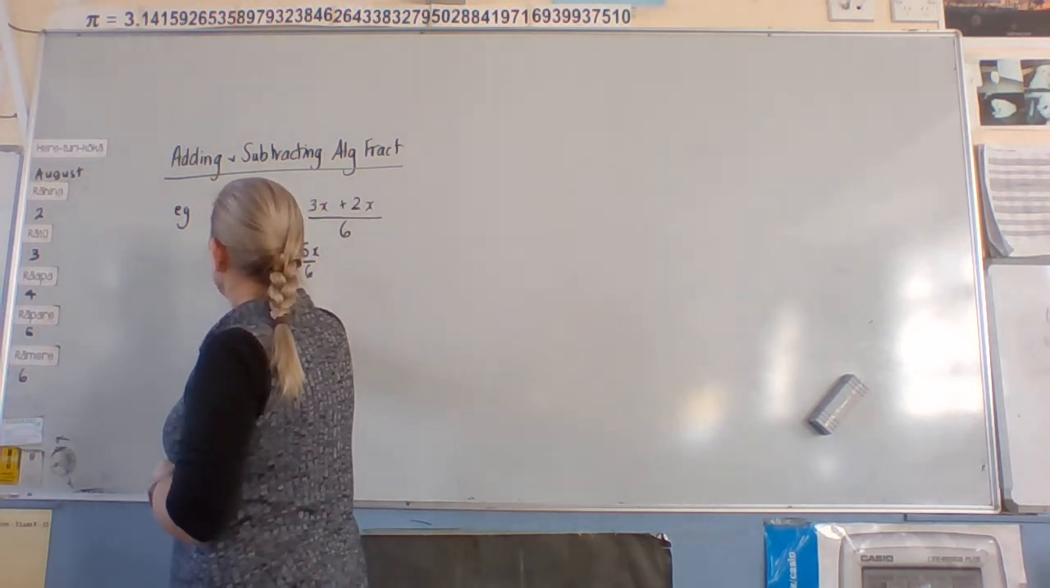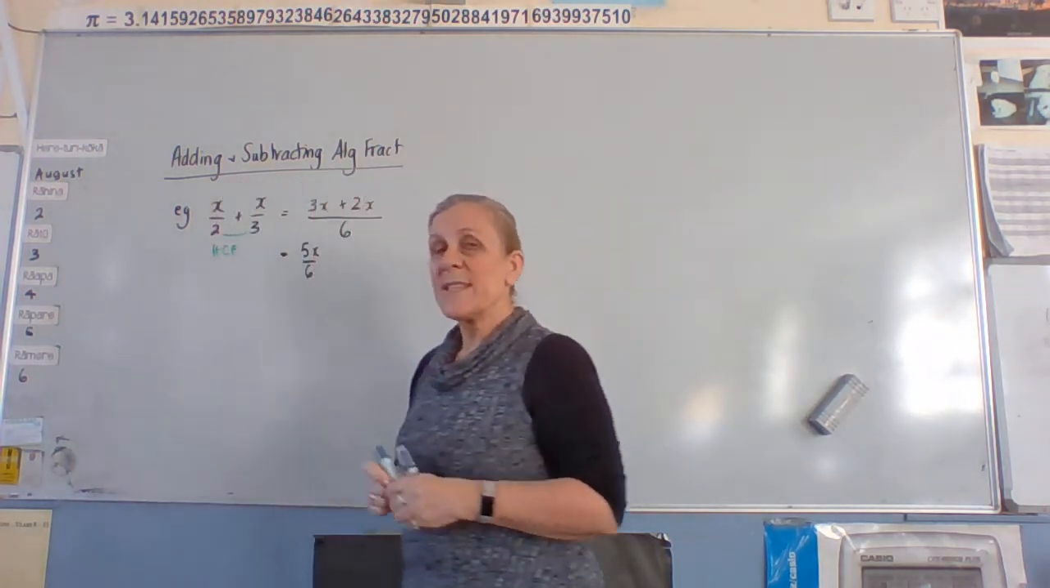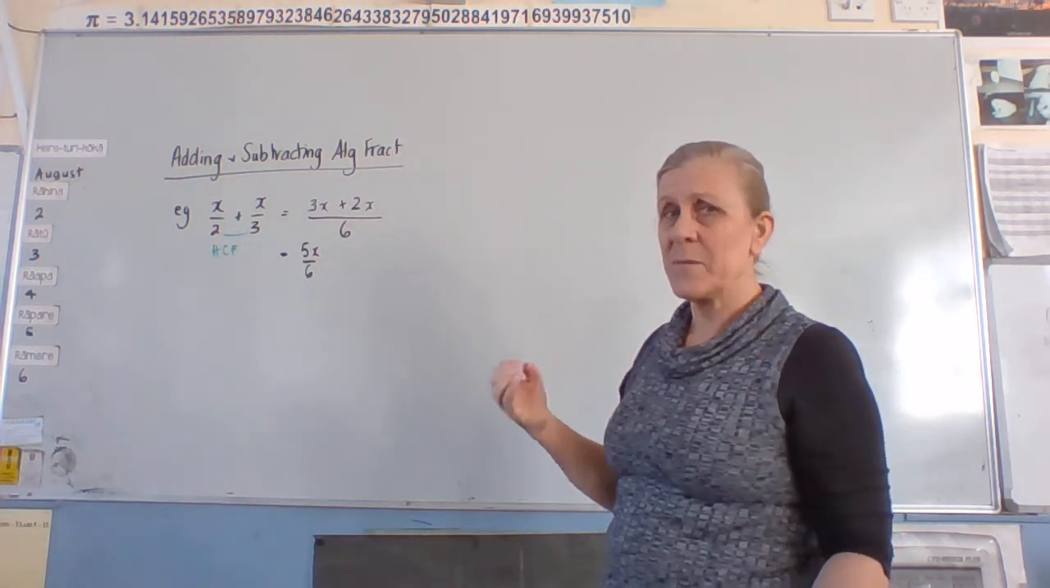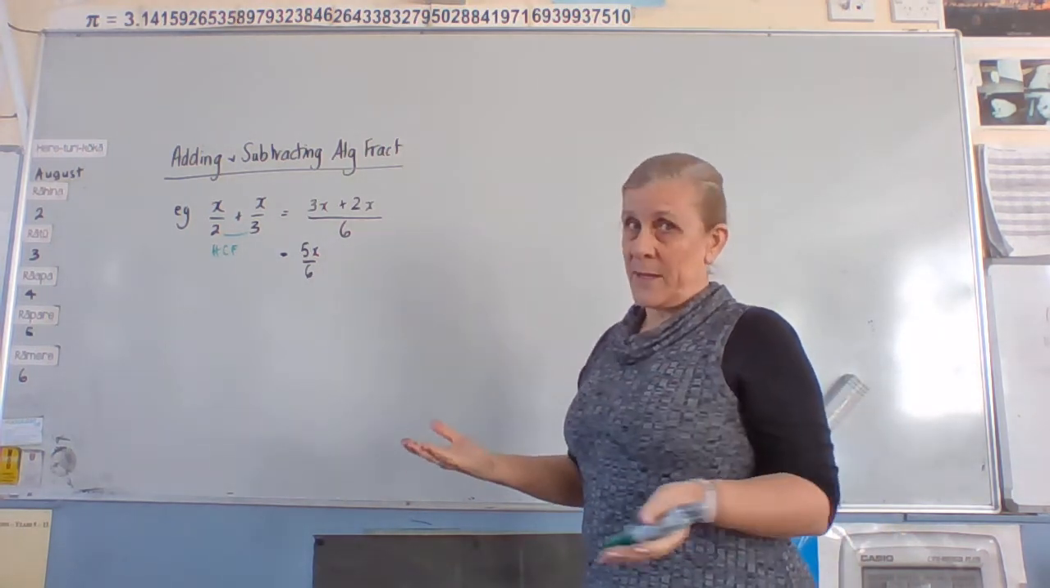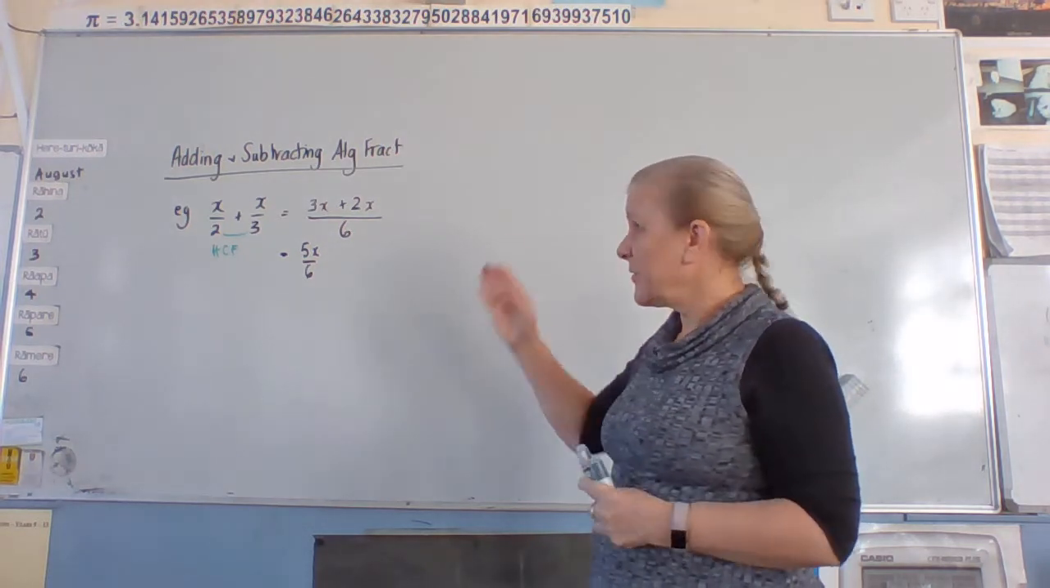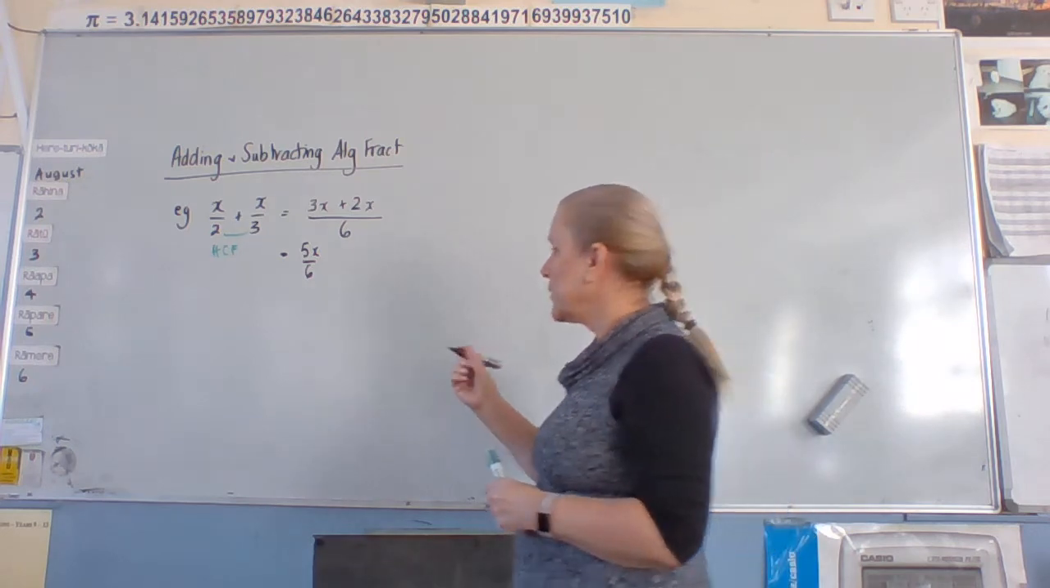Now, a lot of people will say, oh, just multiply those together. But if you've got big numbers, multiplying them together can give you very big numbers and you can spend half the test doing your multiplying. So you want to try and find that highest common factor. Let's have a look at one.